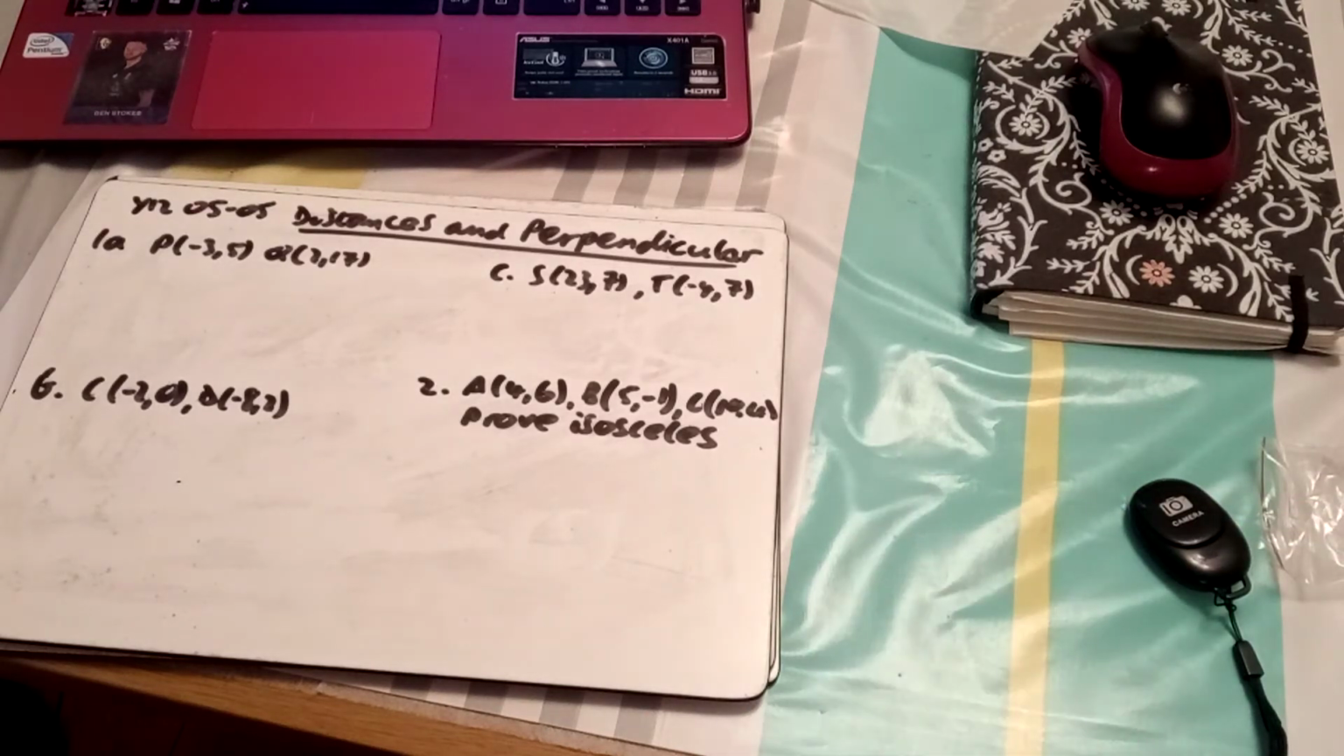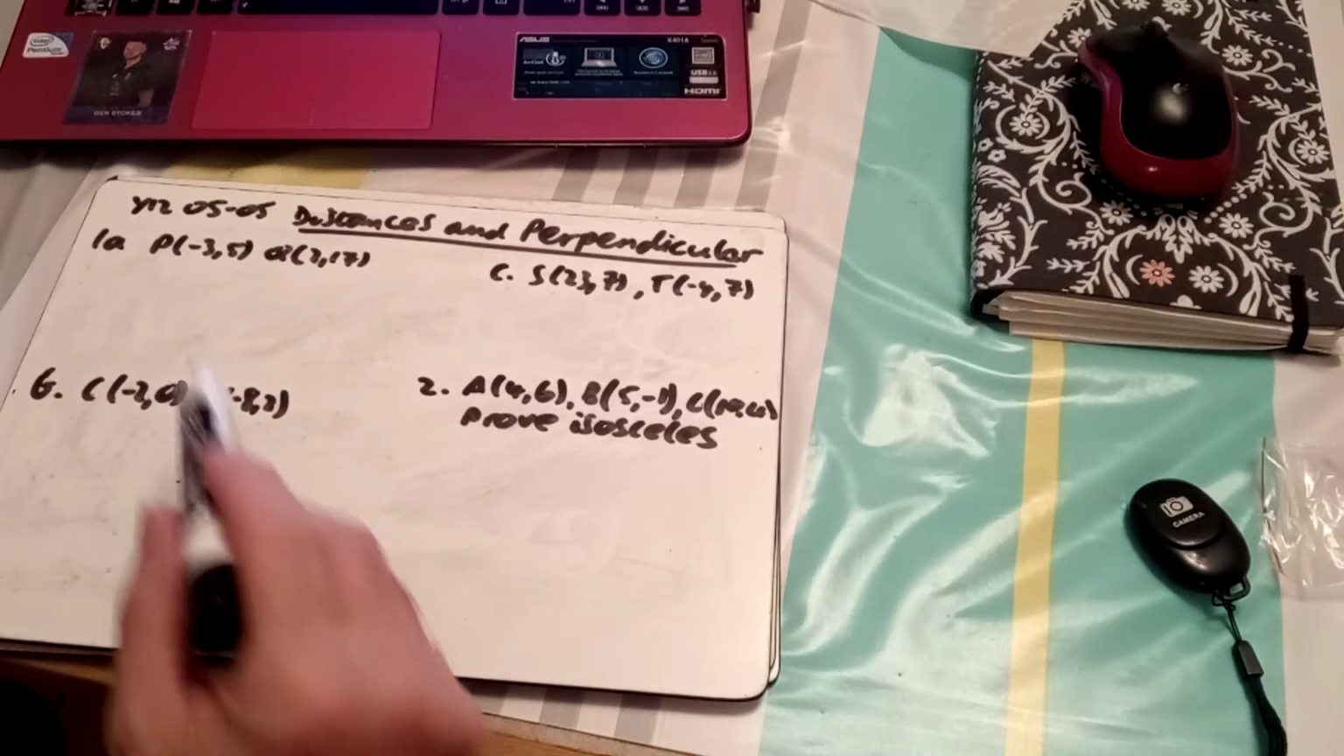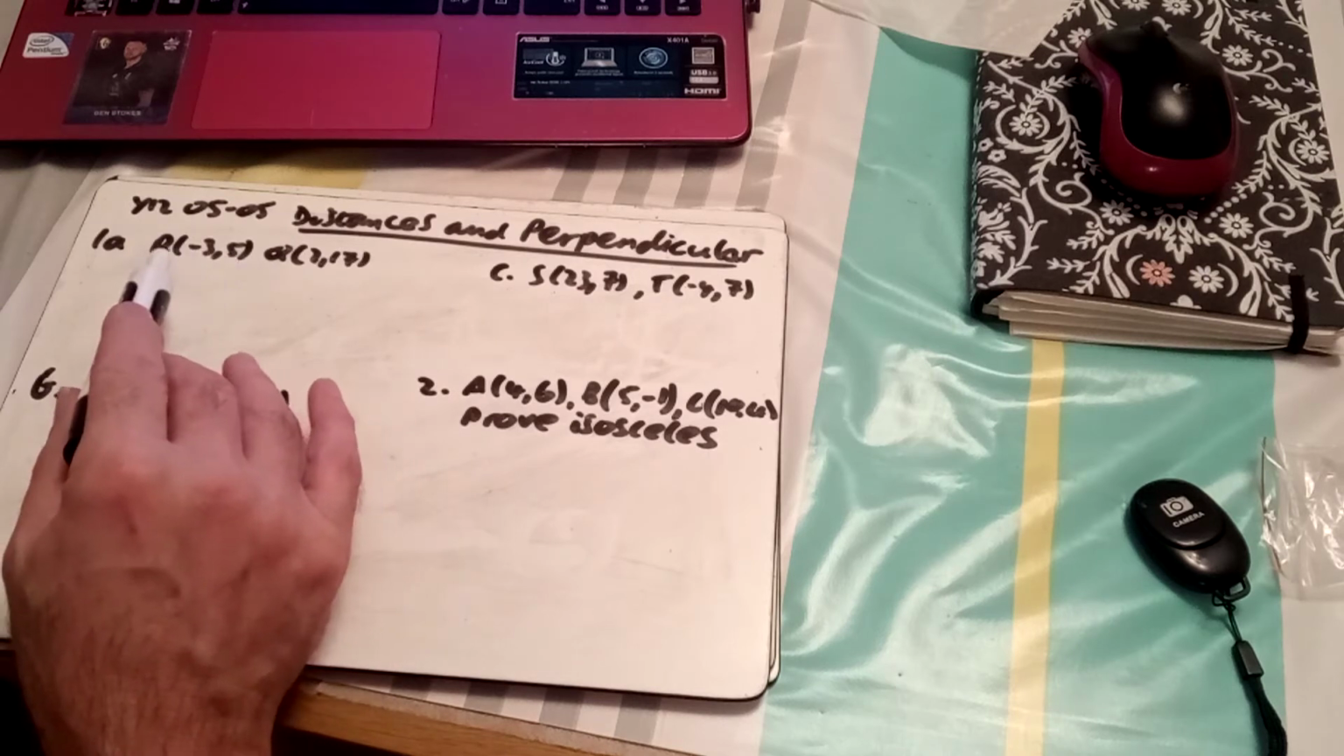Okay, today we're going to be looking at distances between points and when lines are perpendicular and what effect that has on the gradients. Distances between points is quite straightforward. It's just going to be Pythagoras' theorem. How would I do questions like find the distance between P and Q?